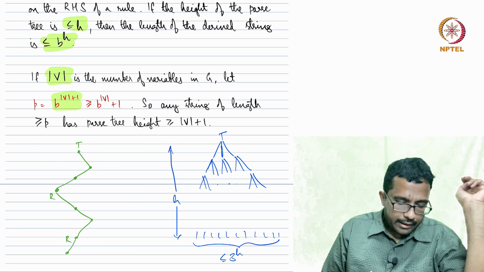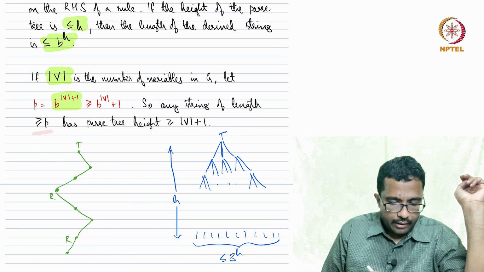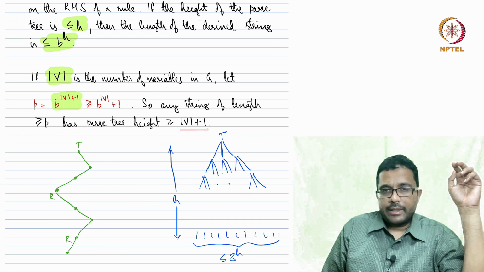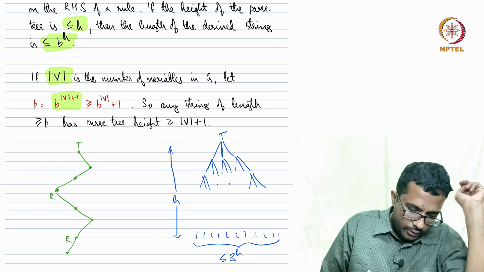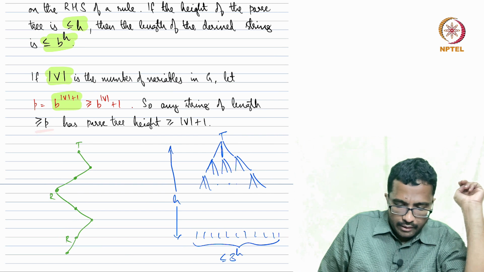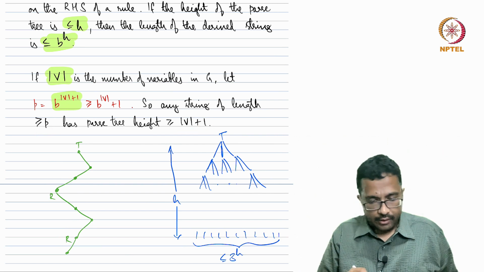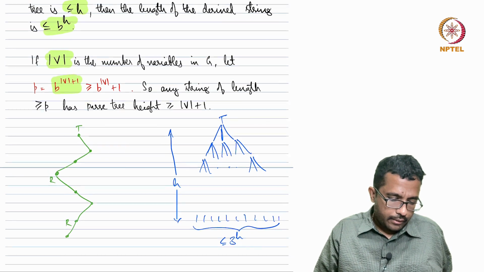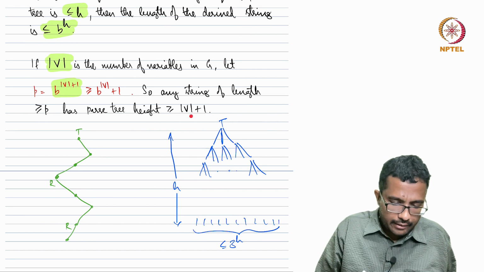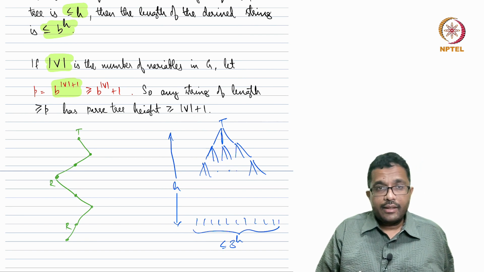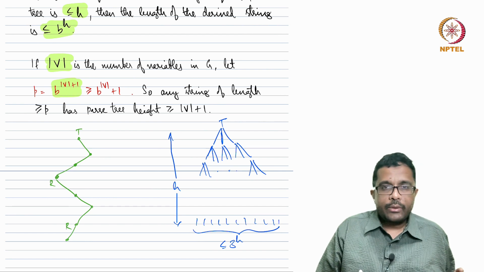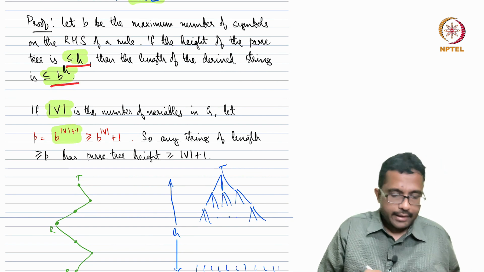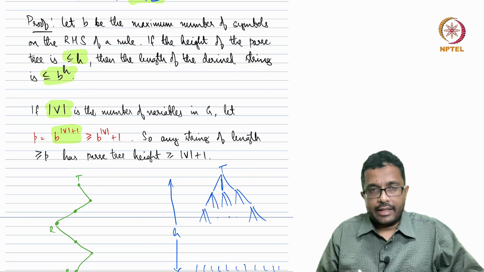So for any string of length at least the pumping length, to derive that string, the height of the derivation tree must be at least v plus 1. So for any string of length at least p, the parse tree has to be of height at least v plus 1. Okay, why is this? Because if the parse tree has height v or less, then the length of the string will be b power v or less. That's what we said here. If the height is at most h, then the length is at most b power h.